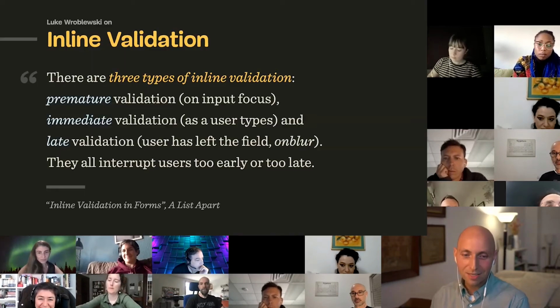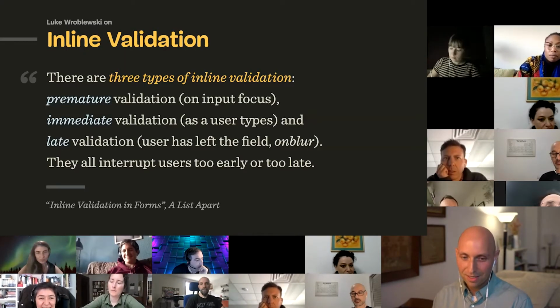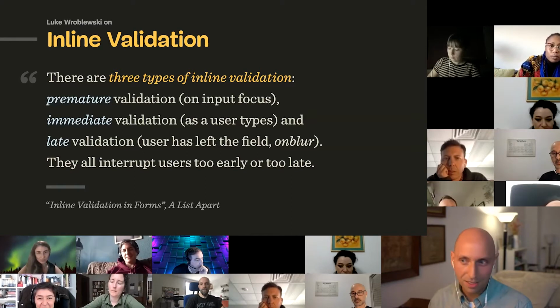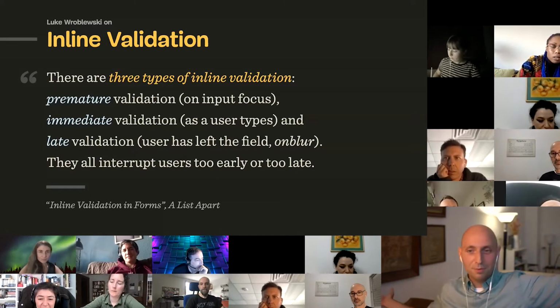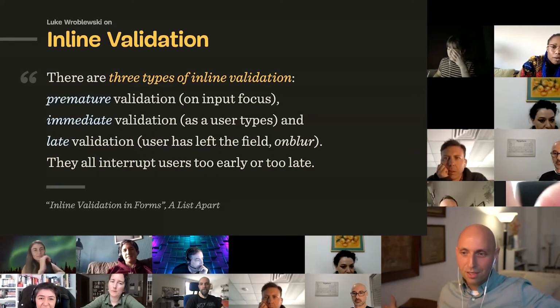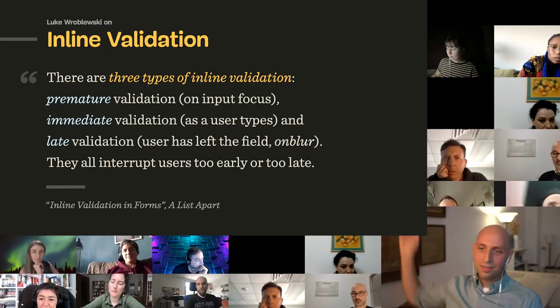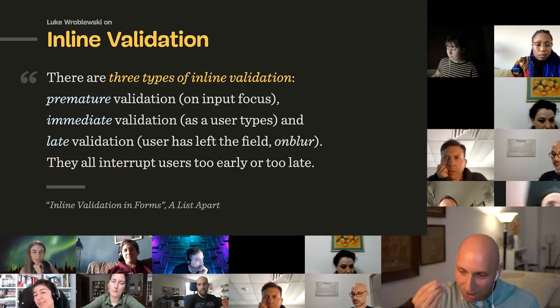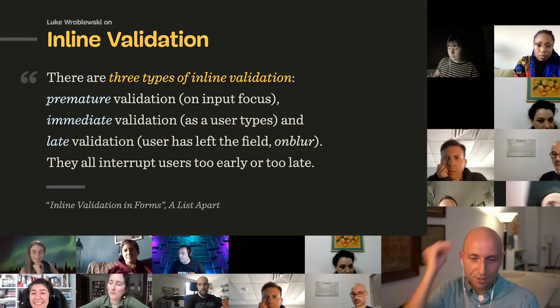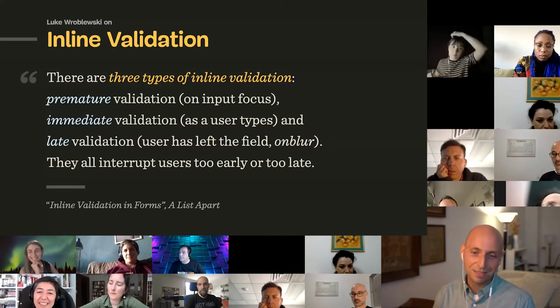Well, we have three kinds of validation on the web, right? We have basically premature validation. Imagine you have a beautiful form in front of you. It's just loaded, and the moment you start typing in the field, it tells you you're wrong. You haven't even had a chance to type in anything. It tells you you are wrong. How friendly is that, right?